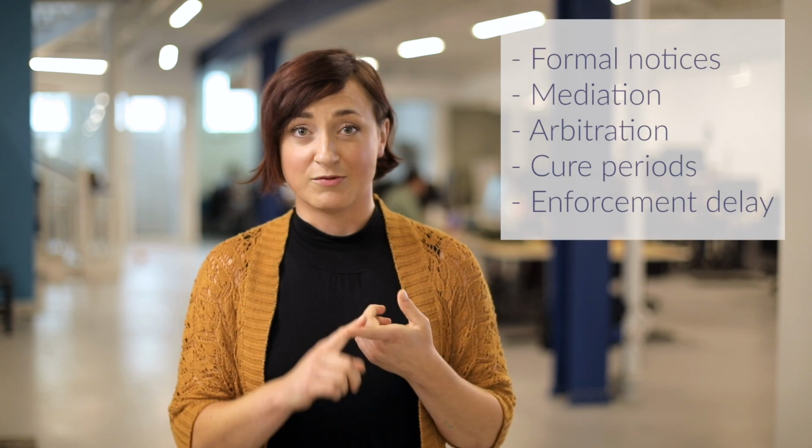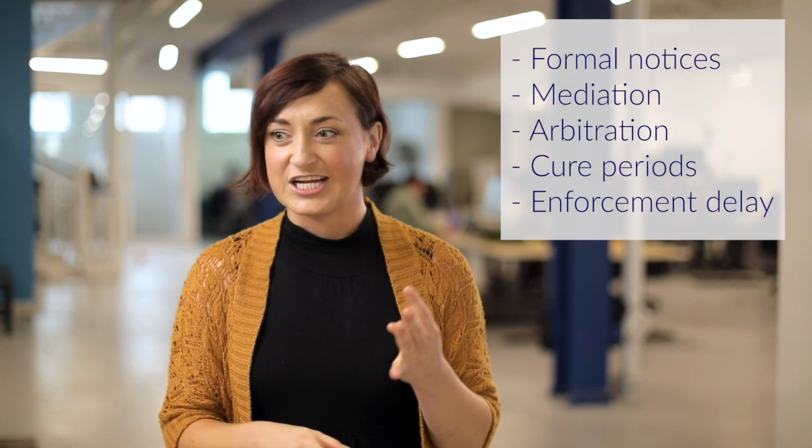So the first thing you'll want to do is review your joint check agreement's terms. Make sure that a violation actually occurred, but then also review the terms to see if there are defined procedures on enforcing your agreements. Sometimes a contract will have very strict enforcement terms requiring formal notices, mediation, arbitration, cure periods, or enforcement delay. Making a misstep with these procedures will not only cost you precious time and money, but it may cost you your entire claim.